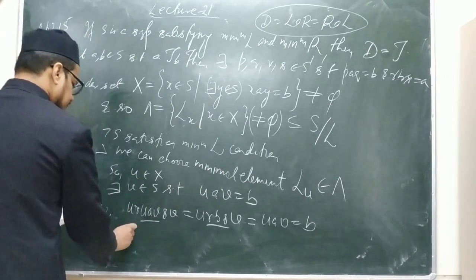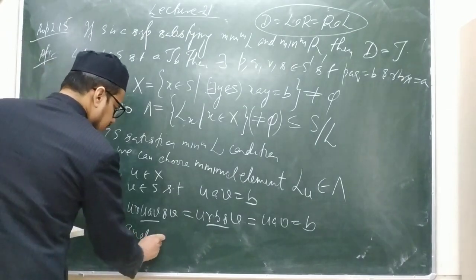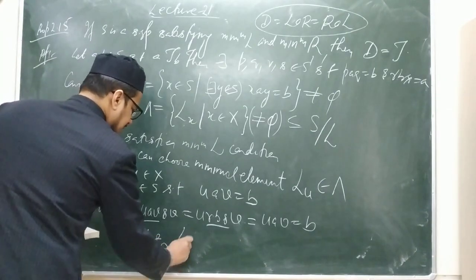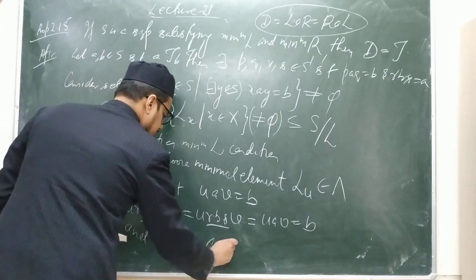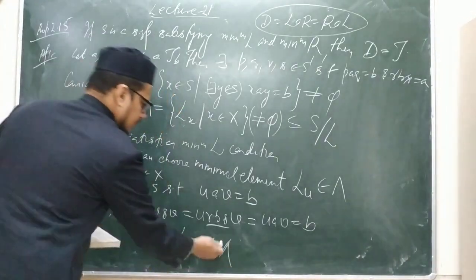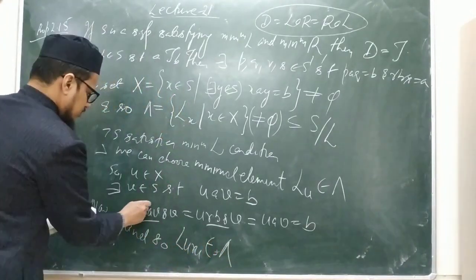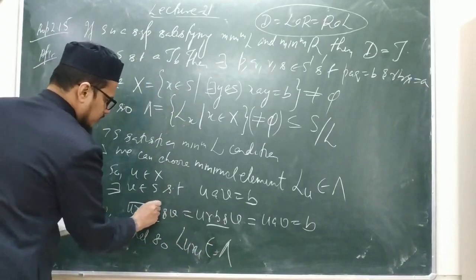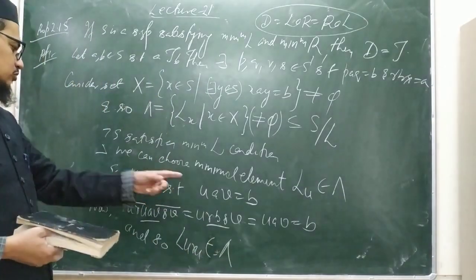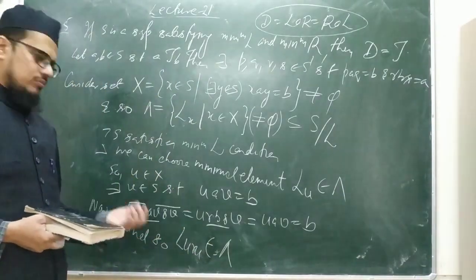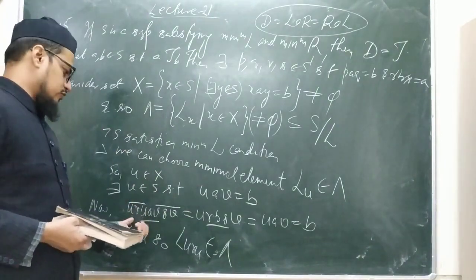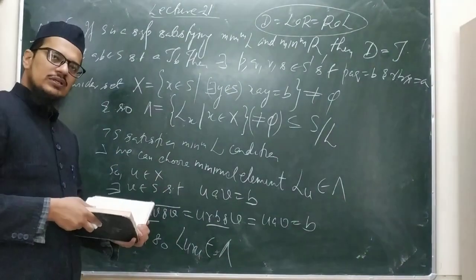And so LURU belongs to this. See, because URU into A into UVSV is equal to B, it means what? URU goes in X and A. Of course, LURU goes in this set. Correct?